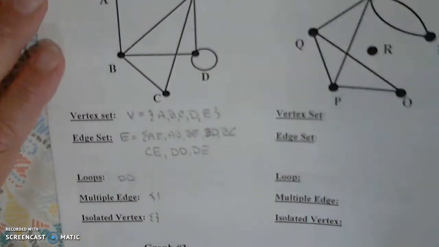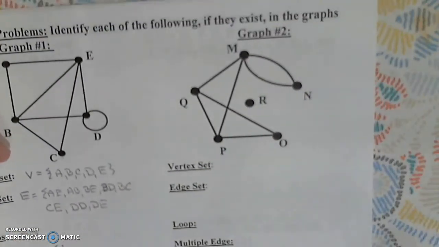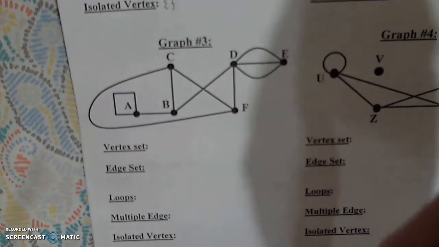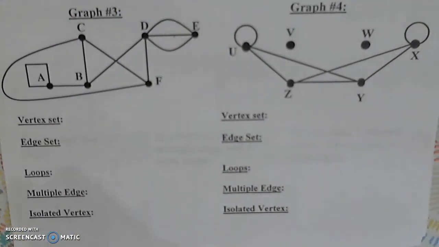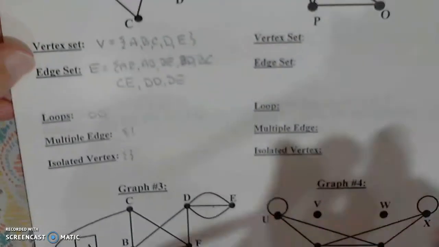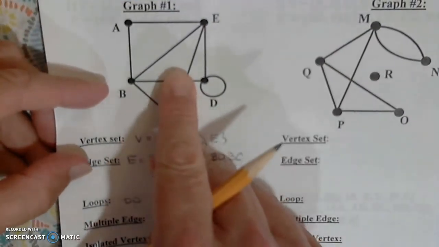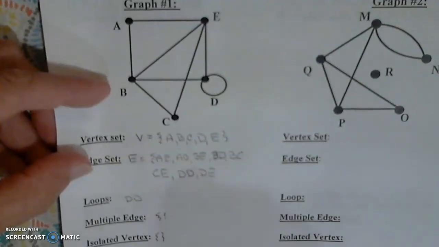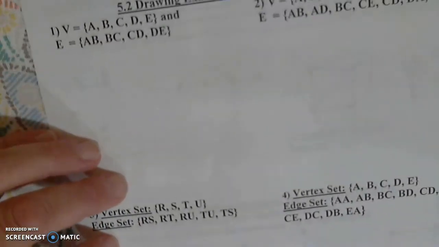We talked about that. And then is there an isolated vertex on this one? No. All right. So part of your homework's going to be to do the same thing with graph 2, 3, and 4. And I'll put that down on the Google Classroom for you. So we did practice problem number 1 as an example. And then I'm going to have you do 2, 3, and 4.